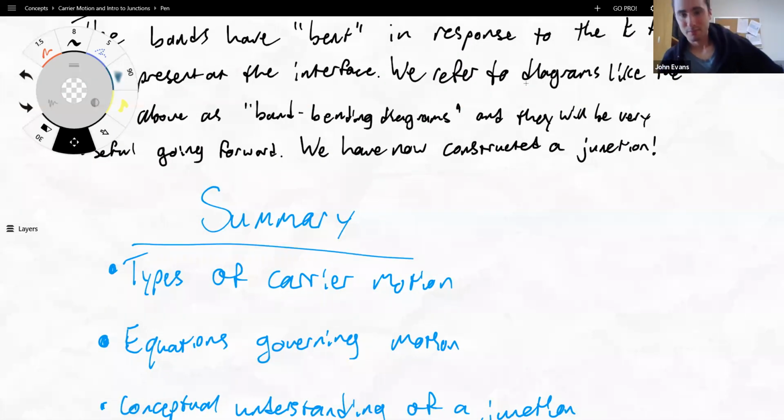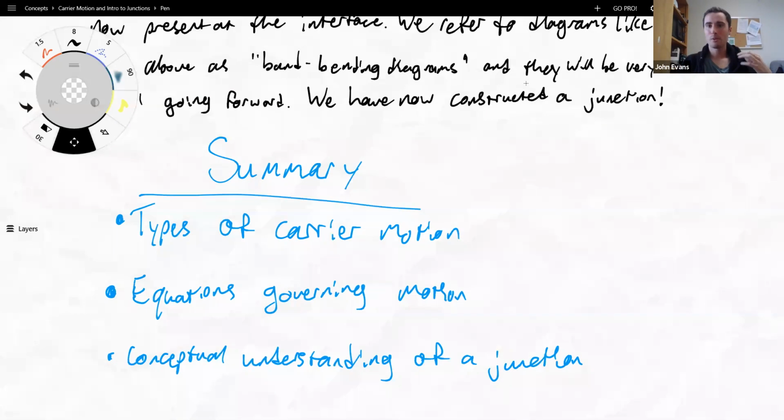So in summary, we have looked at different types of carrier motion. We looked at Brownian motion, diffusion, and drift. They're all important, but probably the two most important for us are diffusion and drift. We looked at their equations and saw how they relate to different physical parameters. And then we constructed a junction using this. We know how the system in principle should behave, and putting these two things together we can say, aha, this must be how a junction works.